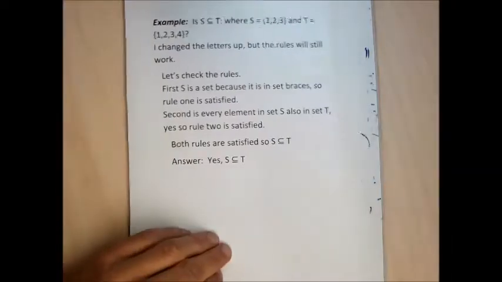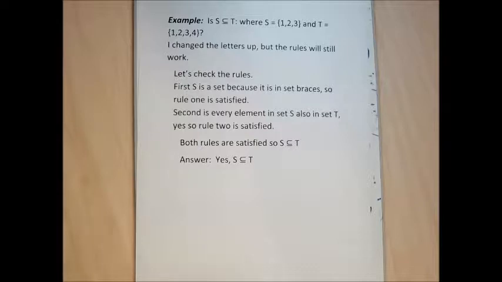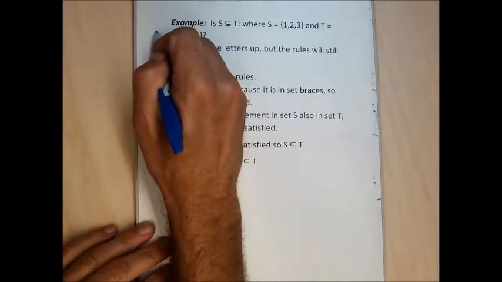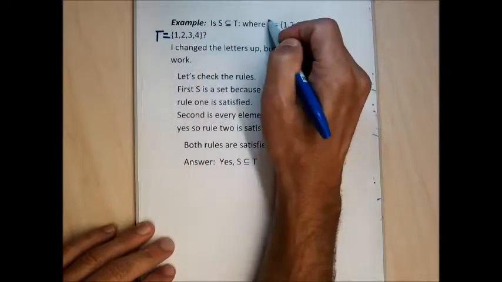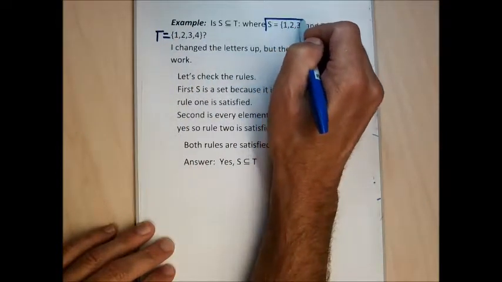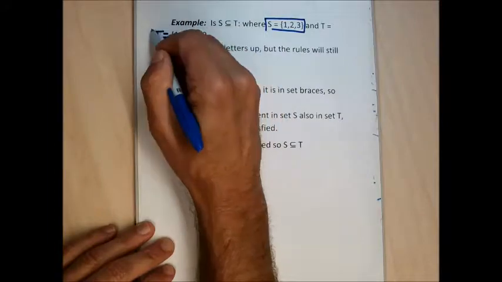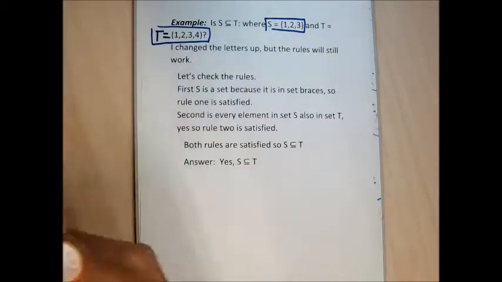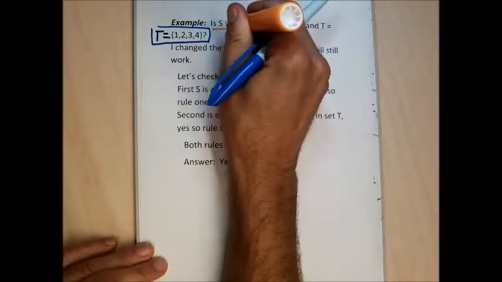On the next page, I switch up the letters because the letters don't always have to be A and B. And I give you two sets. I give you a set for S, which has the numbers 1, 2, and 3, and a set for T, which has the numbers 1, 2, 3, and 4. And I ask the same question. Is S a subset of T?